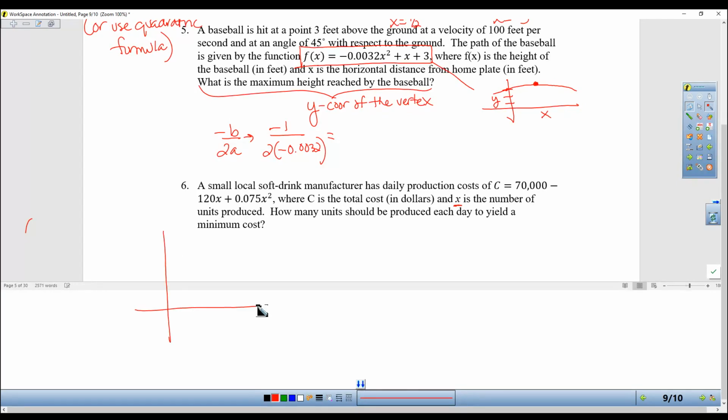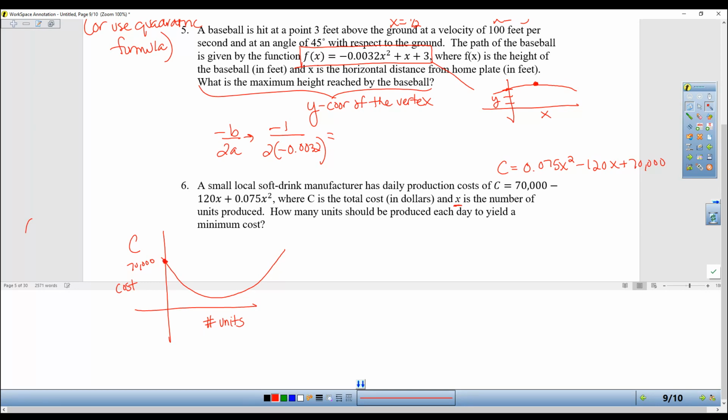So this cost equation, they wrote it this way, but let's write it as cost is equal to 0.075 x squared. I really like it in descending order. Minus 120 x plus 70,000 is some kind of upward parabola that starts way up here at 70,000. So even if they make zero units, this is the number of units, and this is the cost. Even if they make zero units, it's costing $70,000.